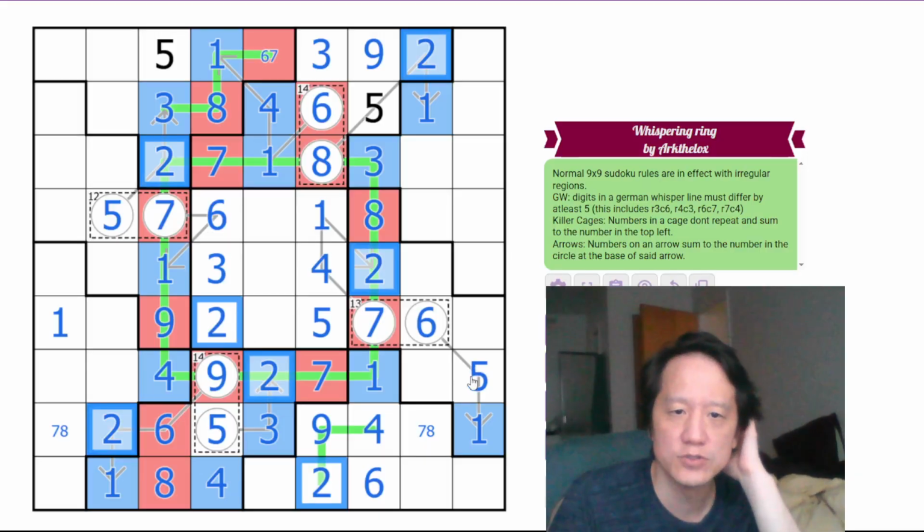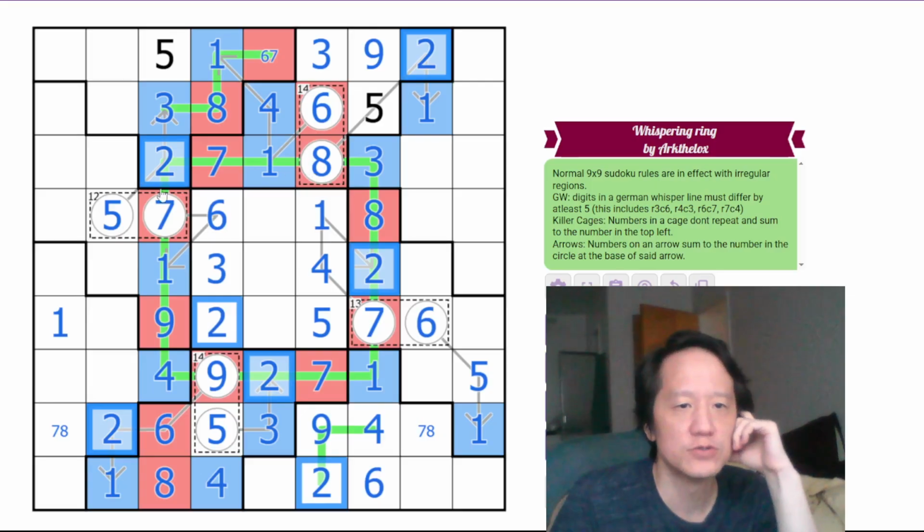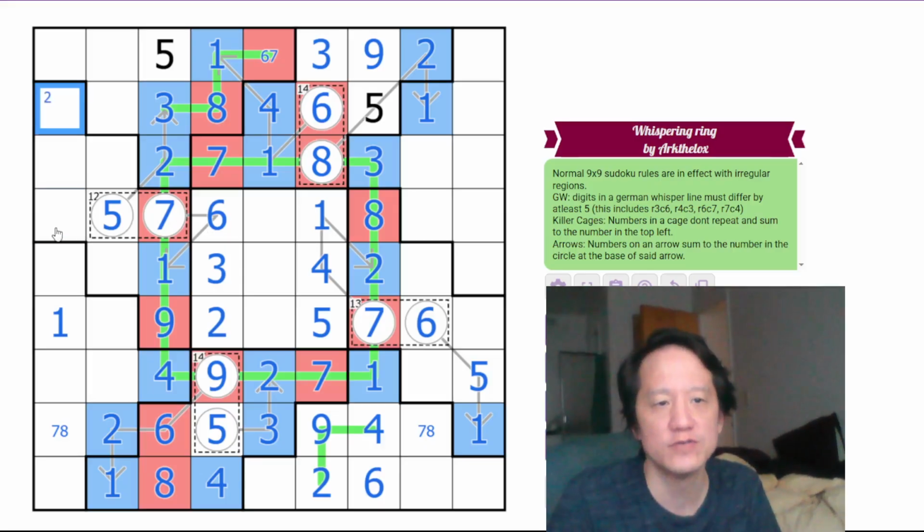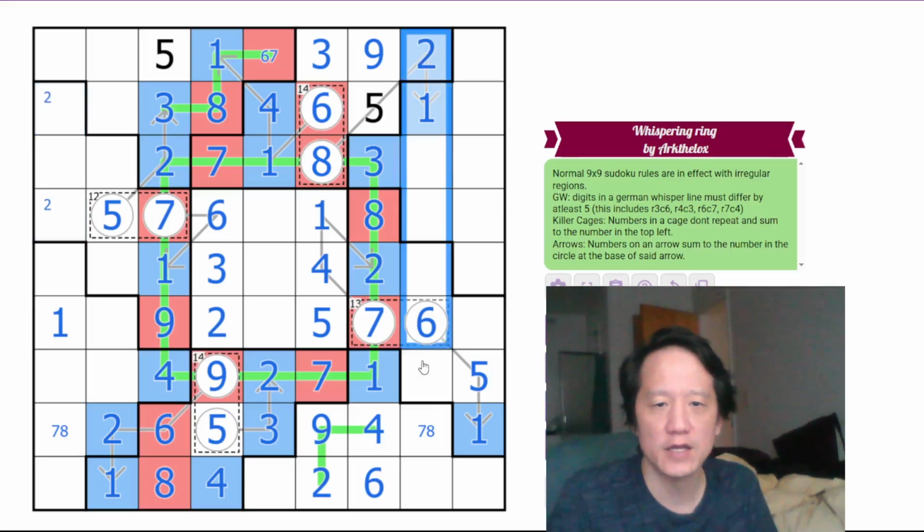2s. How many 2s do we have? We have 7, I believe. No, 6. We have 6. Where are we missing 2s? We're missing 2s in this region. So 2 has to be one of these 2.